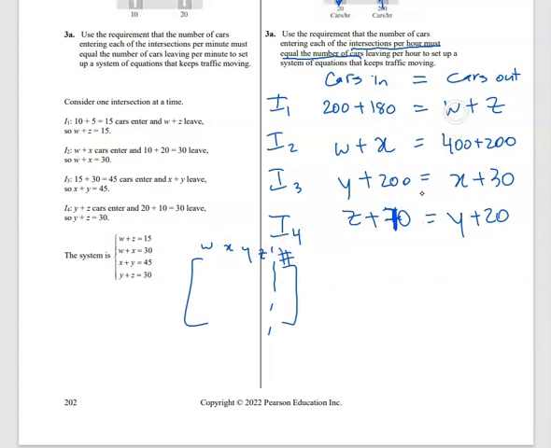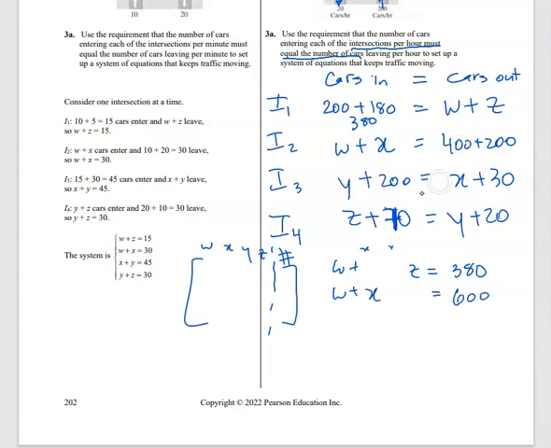And so what I want to do, well, this is just going to go 380. W plus Z equals 380. I'm going to write it like that. W plus, I'm going to skip some space just because X and Y should be here. W plus Z equals 380. Then we've got W plus X equals 400 plus 200 is 600.